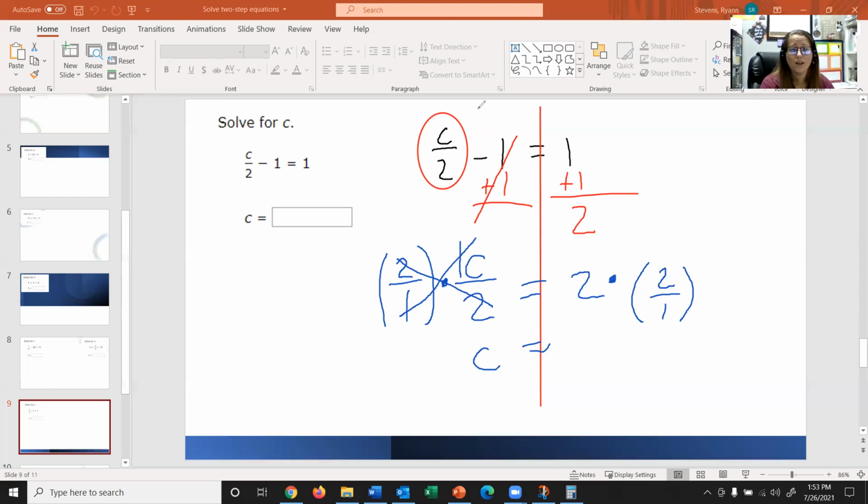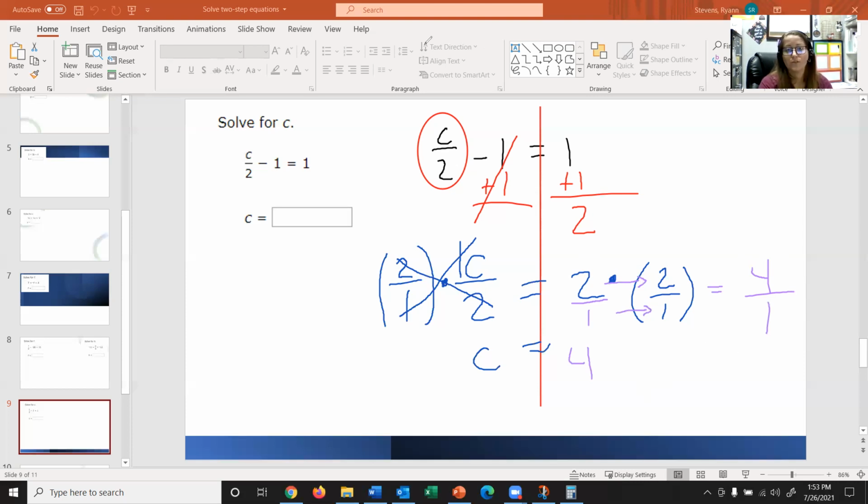You can actually say that this whole number of 2 is the same thing as 2 over 1. Anytime you have a whole number, you can rewrite it as a fraction just by placing a 1 in the denominator. So in this case, we're going to just multiply across. 2 times 2 is equal to 4. And then 1 times 1 is equal to 1. 4 divided by 1 gives us an answer of positive 4.